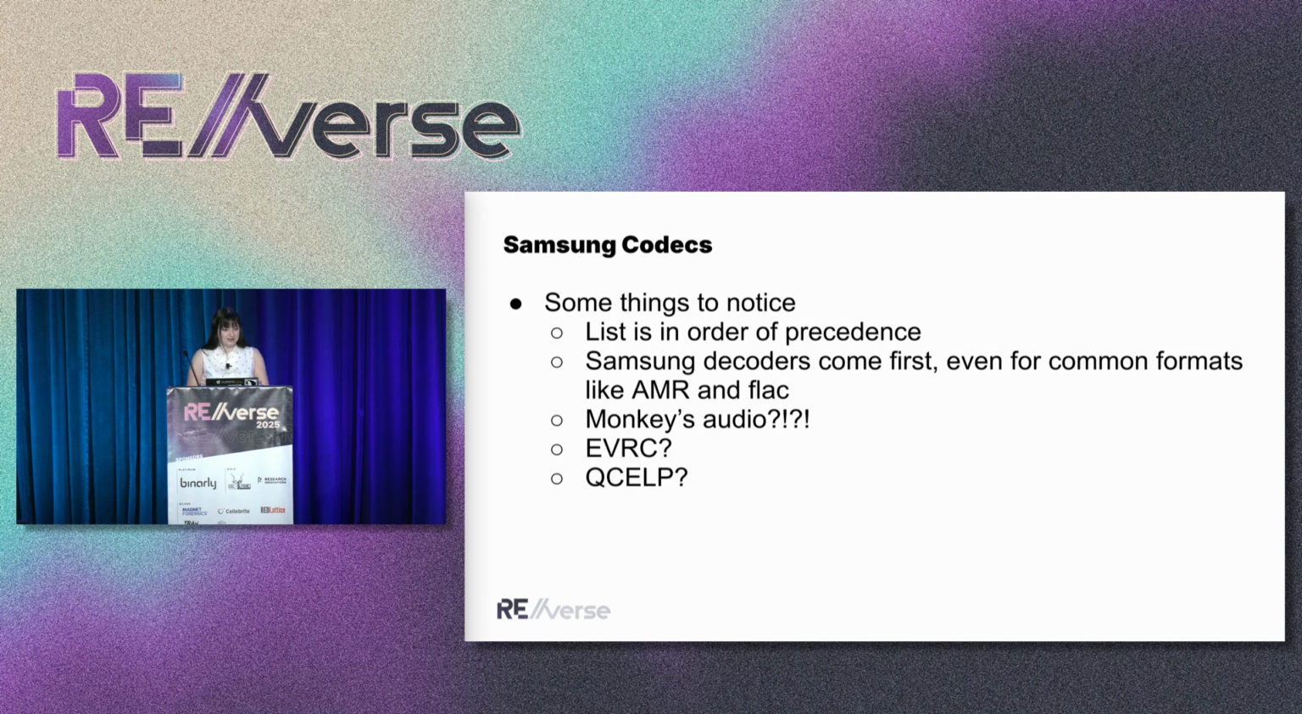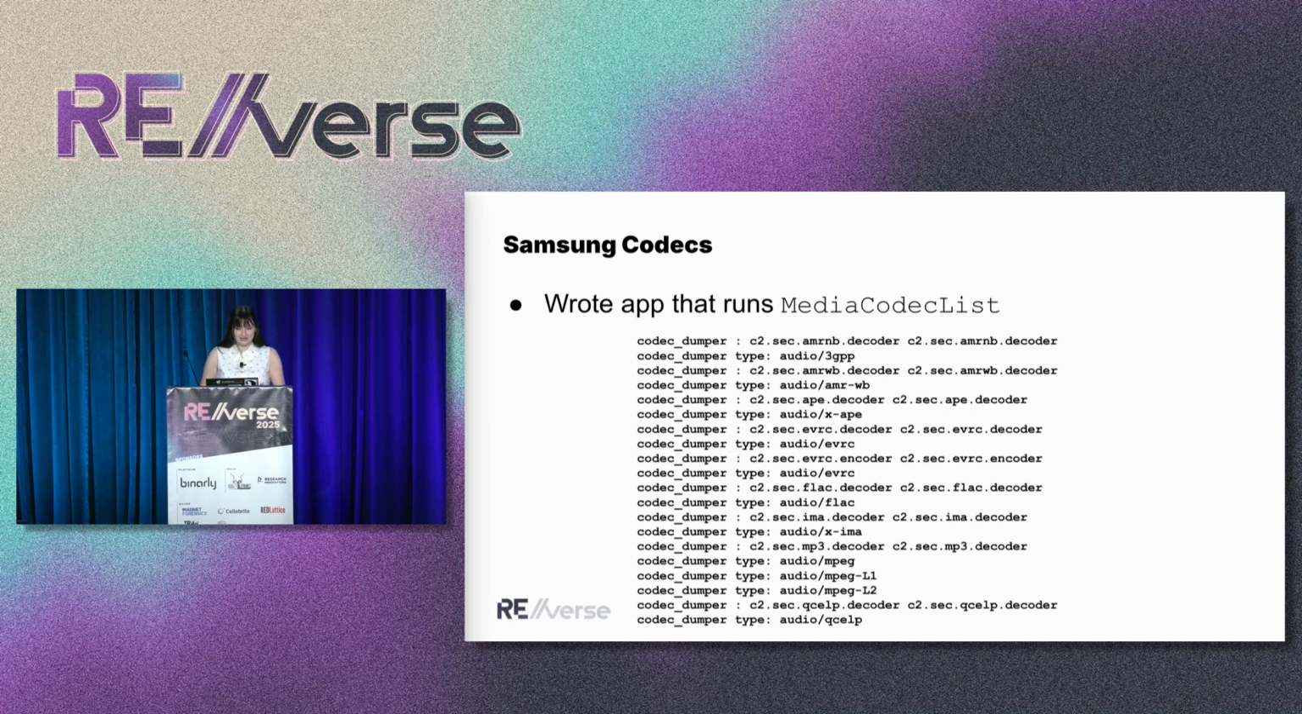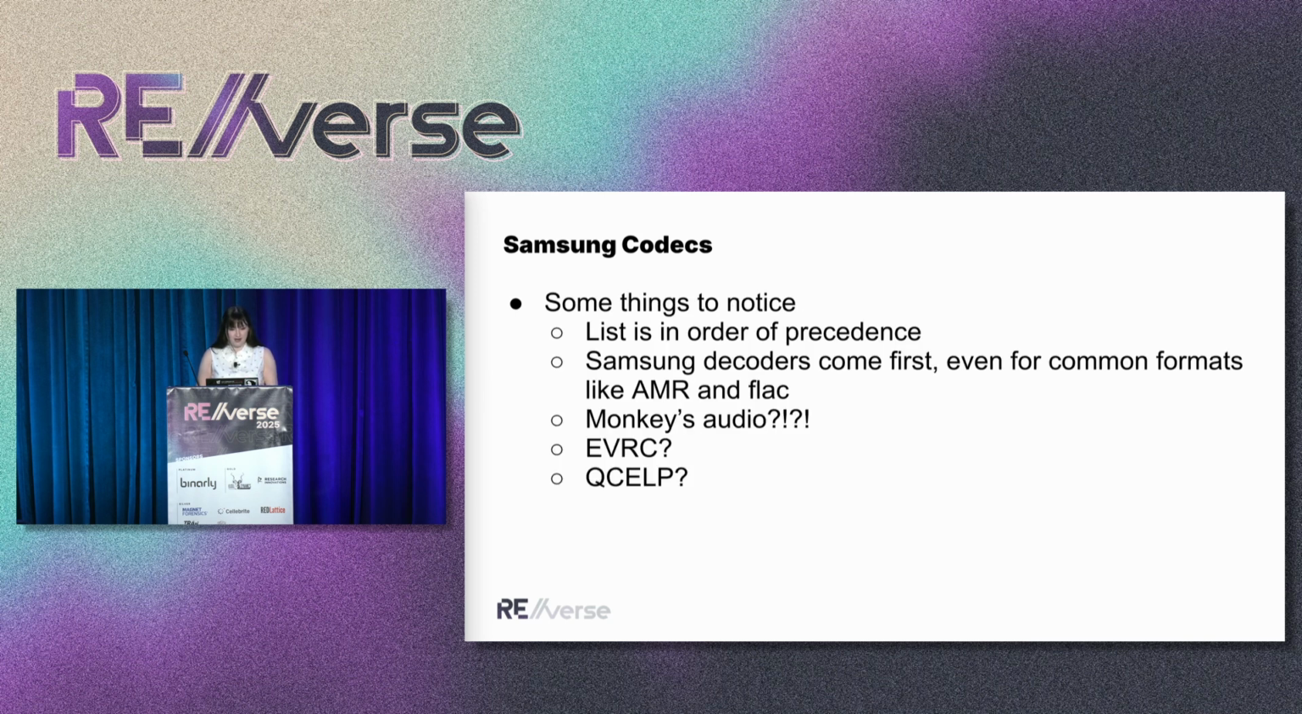One thing to know is that these codecs are in precedence order. So this is the order in which they will be used by the system. You'll notice for this device it is also alphabetical order, which means that the Samsung codecs are used first. So even for something like AMR, which has an AOSP decoder that's pretty well fuzzed, it doesn't use that one first. It uses this Samsung implementation.